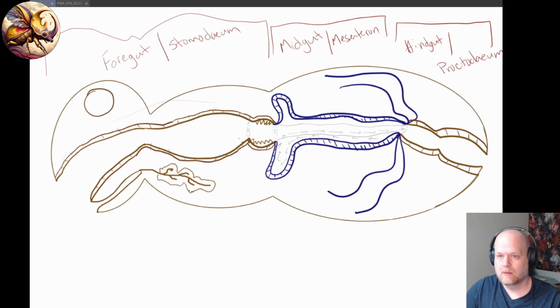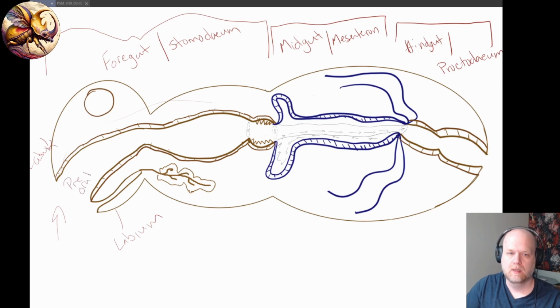So how this digestive tract works, obviously food comes in the mouth. So this is the mouth here. From the cross section, this would be like the labium. And then up here, this would be the labrum. So the mouth parts are cut in half. You have the preoral cavity here, followed closely by the pharynx. And this is kind of the beginning of the throat, and then the esophagus after that.